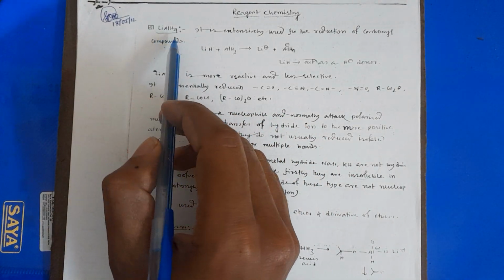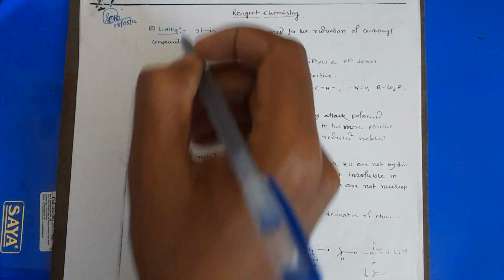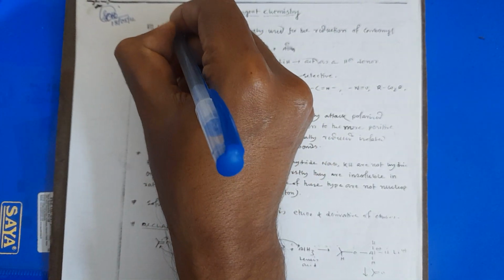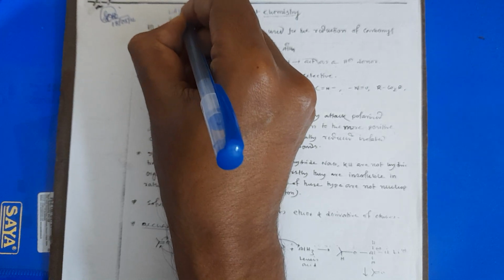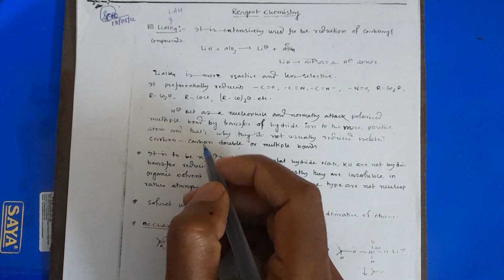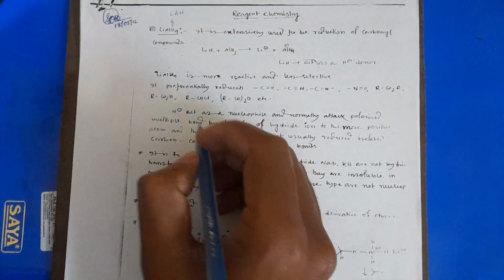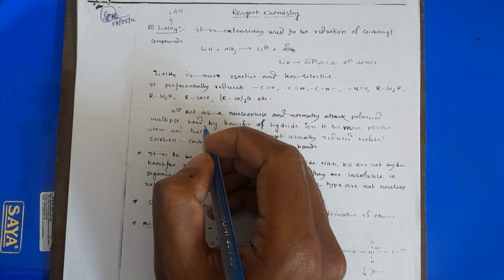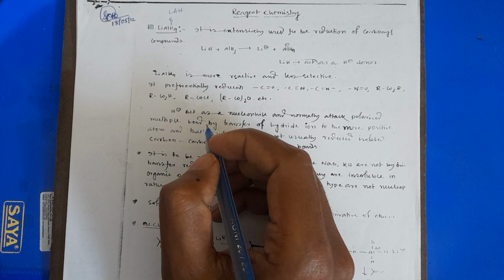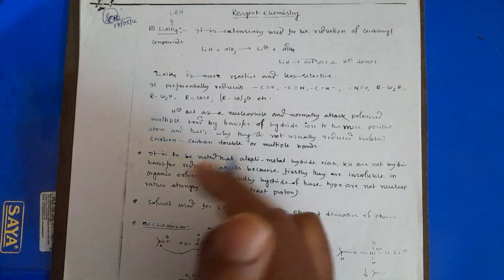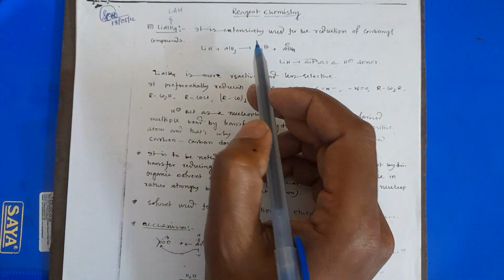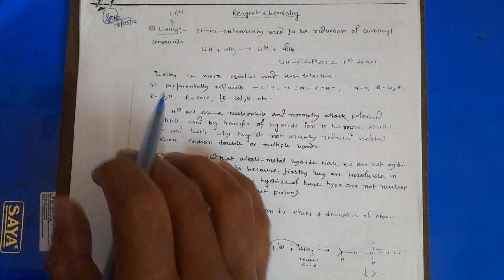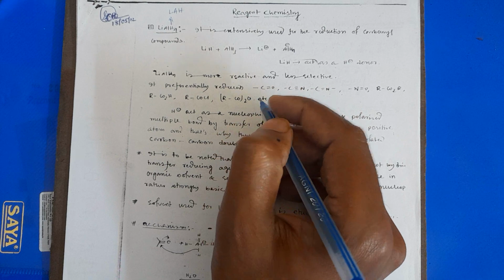Now here you can see that lithium aluminum hydride, in short form LiAlH4, basically acts as a reducing agent, and that is commonly used in modern organic synthesis. There are several methods available in the literature so that you can easily prepare this particular compound.